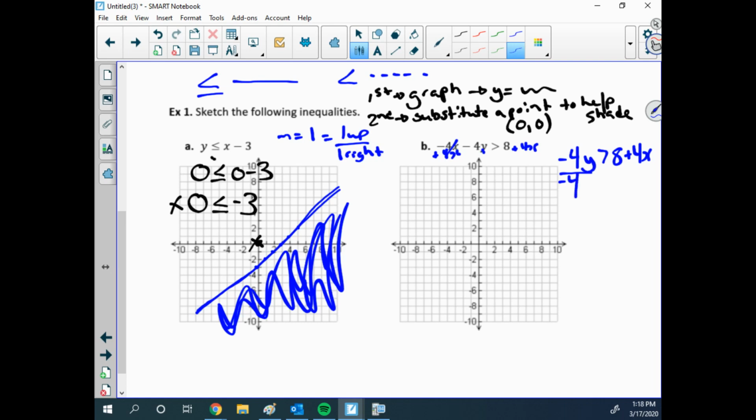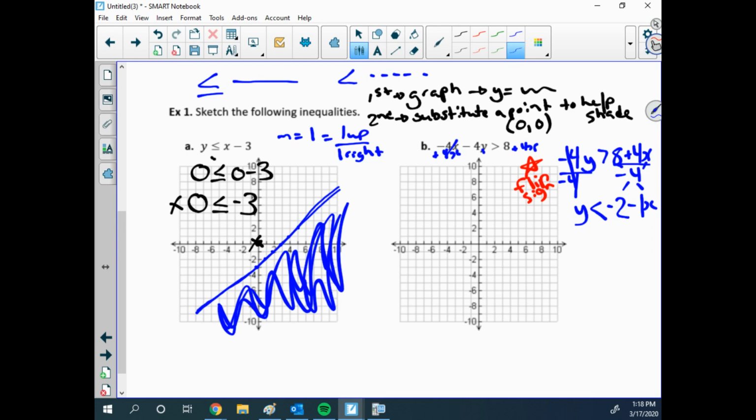And then here comes another big part. When we're rearranging or solving inequalities algebraically, when you divide by a negative number on an inequality, we have to flip the sign. So this is going to become y is now less than what's over here, which is negative 8 divided by 4, which is negative 2. And negative 4 divided by negative 4 is 1. Wait, negative 4 divided by 4 is negative 1. So negative 2 minus 1x.